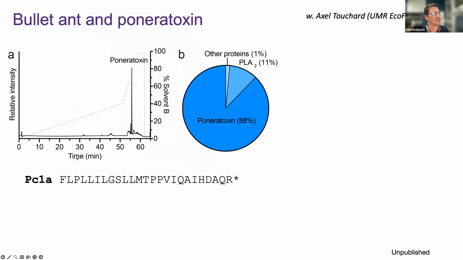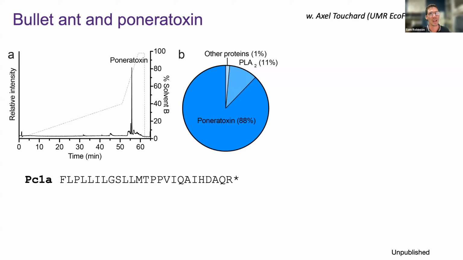If you're used to looking at HPLC traces or LCMS ion chromatograms, you usually see a lot of different peaks. When you look at this with the bullet ant venom, you basically see one peak. That peak corresponds to Poneratoxin, which is this peptide here. And in the transcriptome, 88% of what's found also corresponds to Poneratoxin. So it's really the major player in that venom, and we didn't have far to look.